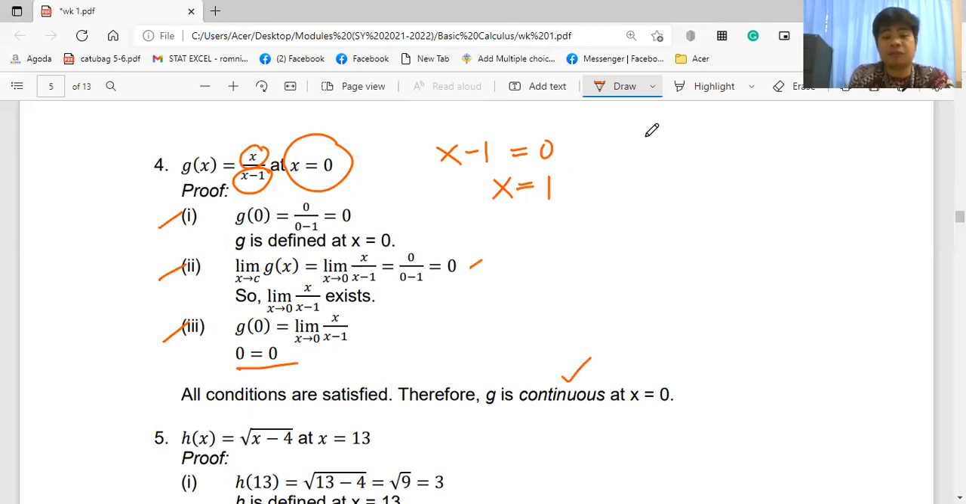Now, what if you are asked to check if it is continuous at x equal to 1? You can immediately say that it is not continuous at x equals 1. Why? Because you can check the denominator there. The denominator becomes 0 when x is equal to 1. So the first condition is already not satisfied.